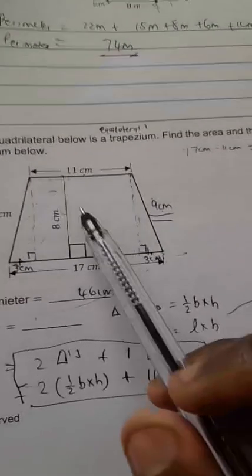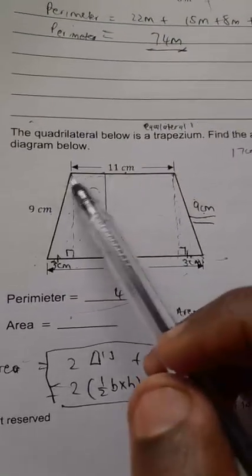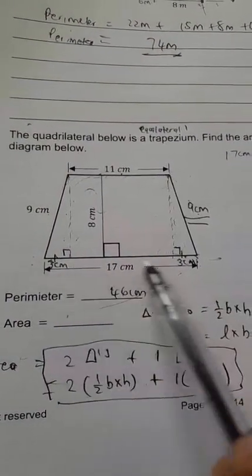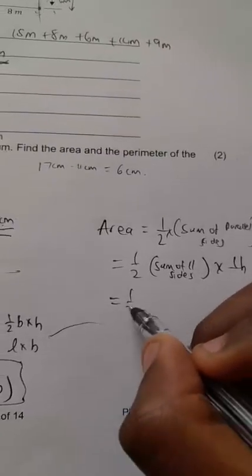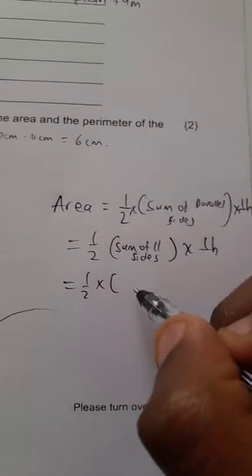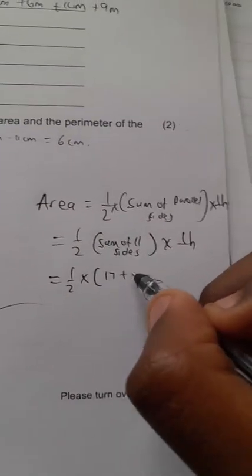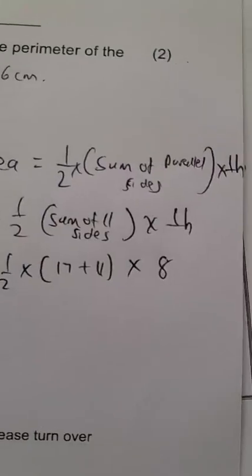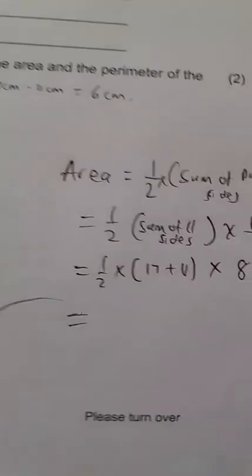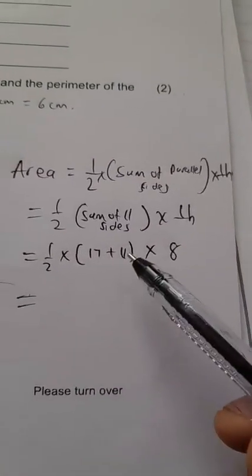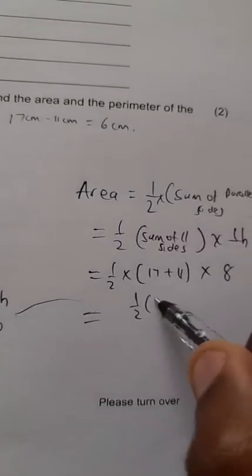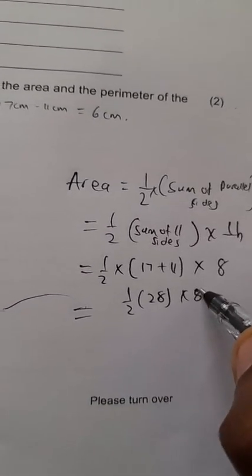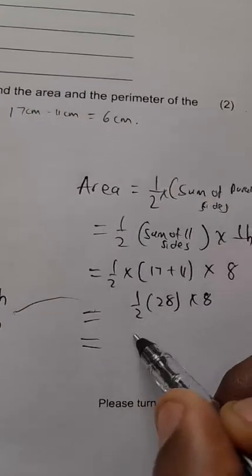Now we're going to go back here. Which are the parallel sides? It's 11 centimeters and 17 centimeters. So we simply say half times the sum of the parallel sides, 17 plus 11, times the perpendicular height. Have you been given the perpendicular height? Yes, it's 8. Then you simply put all of this in your calculator. Half times 28 times 8. You could just put this in your calculator, guys, and just get it.